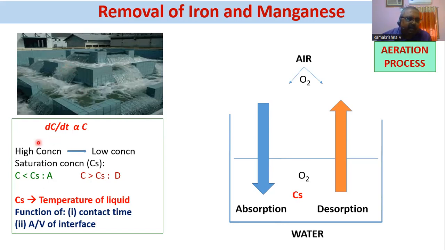At any point of time, the rate of concentration change, dC by dt, is proportional to whatever concentration is left in the liquid. So always the flow is moving from higher concentration towards lower concentration, right? We are not bothering about so many things. We are only bothering about absorption and desorption, the accumulation of oxygen from the air. When something is exposed to air, that means it can easily get oxidized.